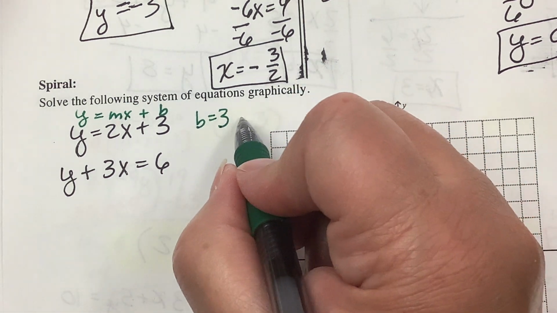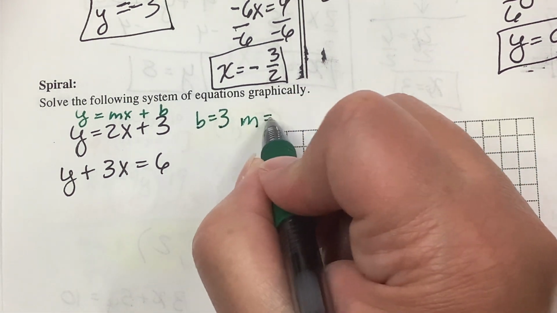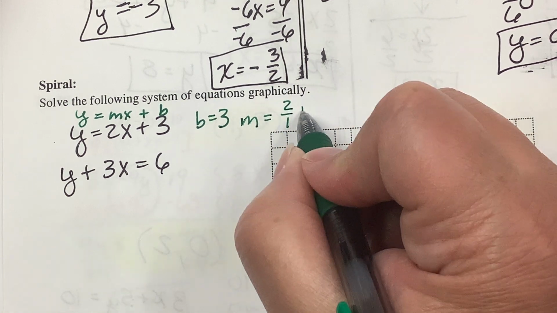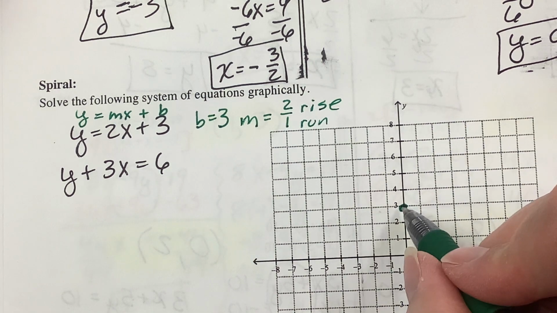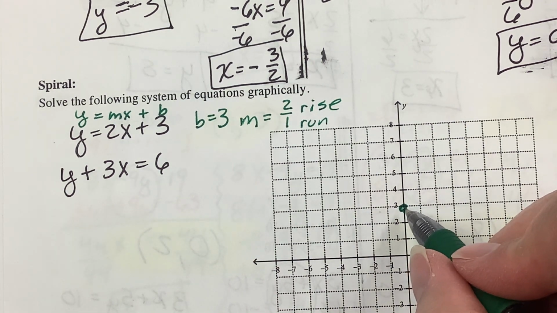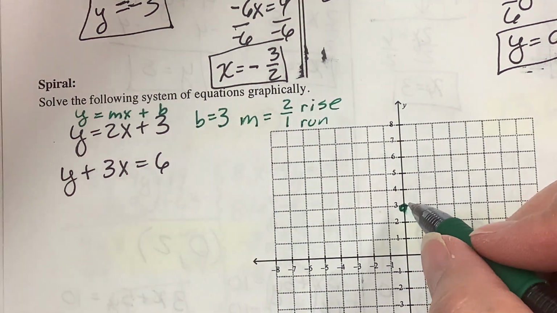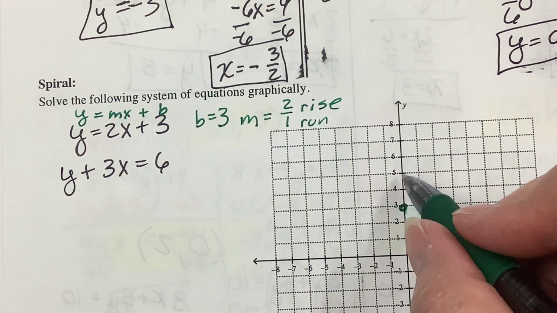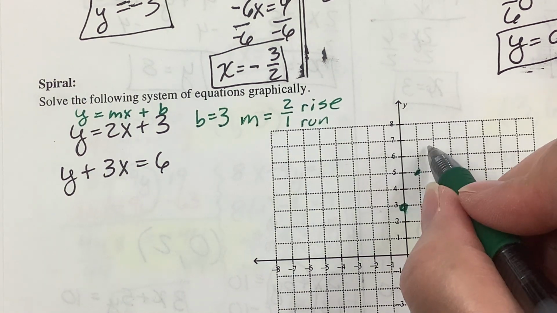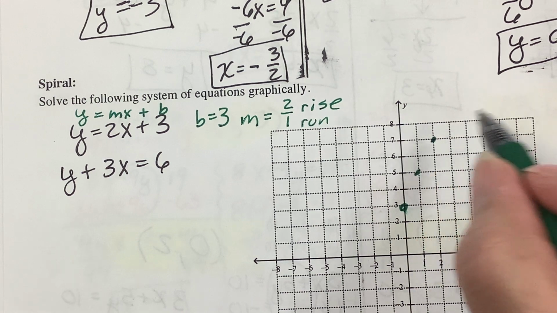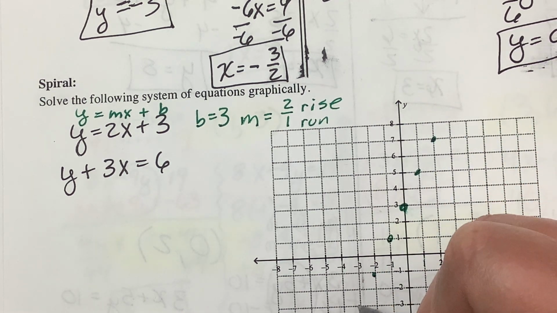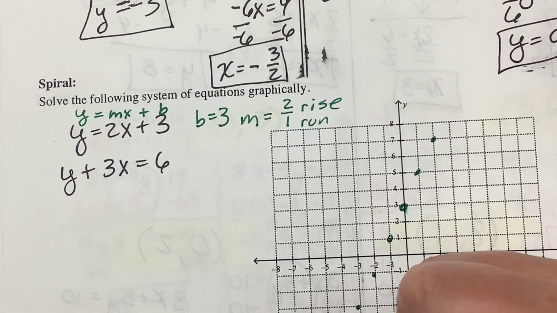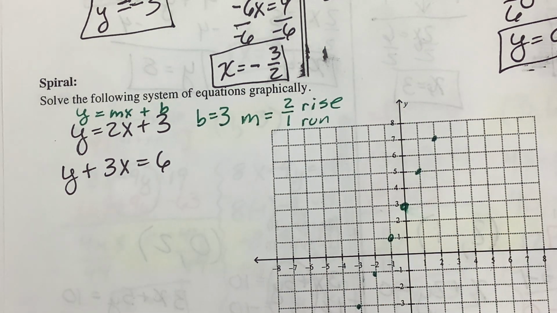And then to get more points, I use the m. m equals 2 over 1. So I'm going to rise 2 and run 1. So from 3, was it positive 3? Yeah. From 3, I'm going to rise 2, run 1, rise 2, run 1, and then I go down 2 over 1, and that's pretty good.